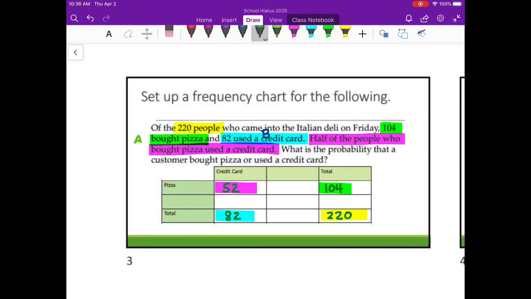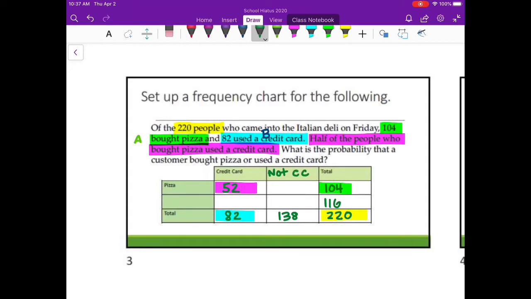Now we'll use addition and subtraction to fill in the missing pieces. So in the total column, I'll take 220 minus 104 to get 116. In the total row at the bottom, I'll take 220 minus 82 to get 138. Now what does this 138 data represent? The first column in our table represents the people who used a credit card to pay. So the next column should represent not using a credit card to pay.